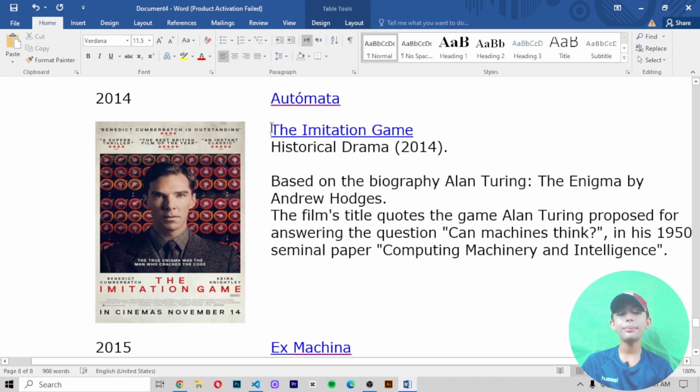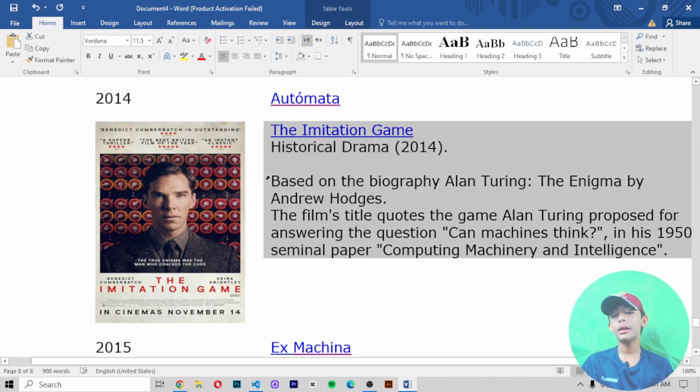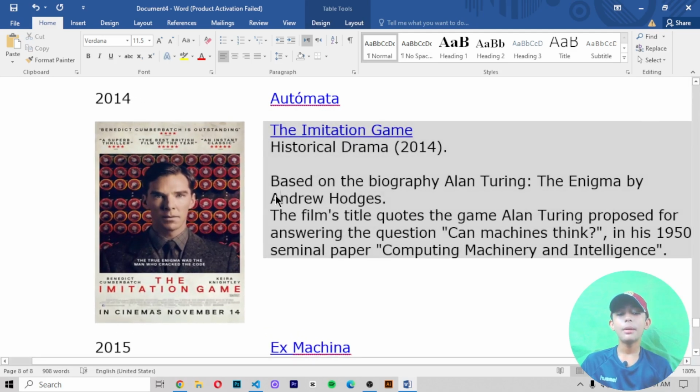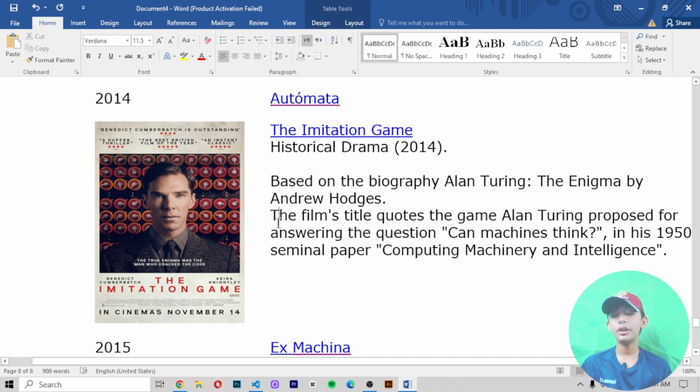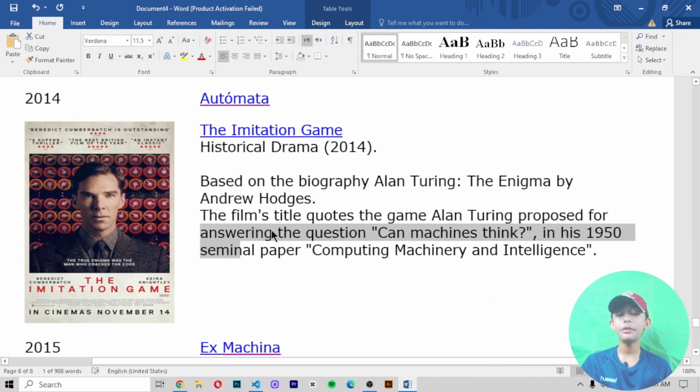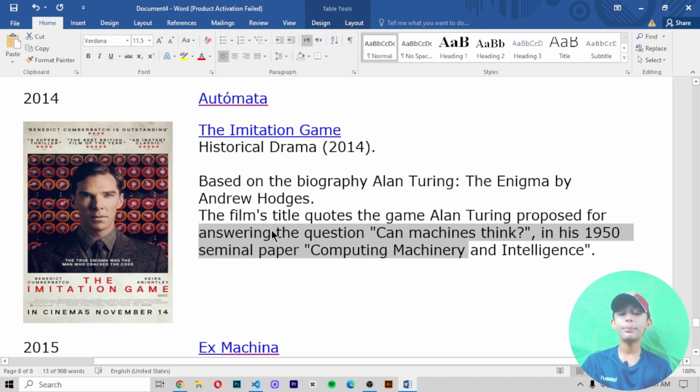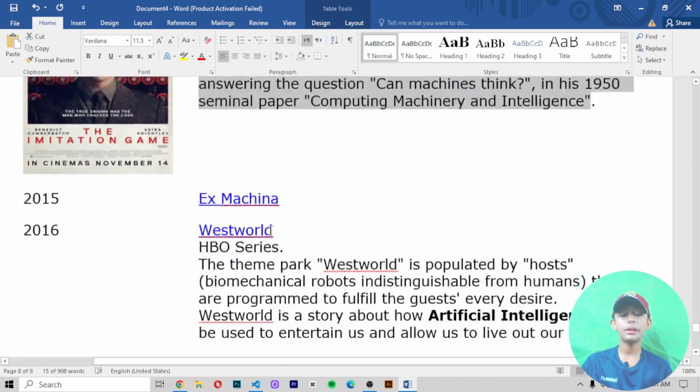One more film is The Imitation Game. It is a historical drama from 2014. It's based on the biography Alan Turing: The Enigma by Andrew Hodges. The film title quotes the game Alan Turing proposed for answering the question, can machines think? In his 1950 seminal paper, Computing Machinery and Intelligence.